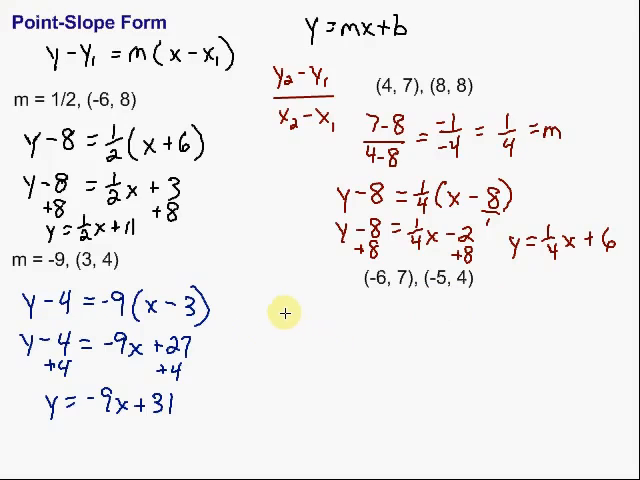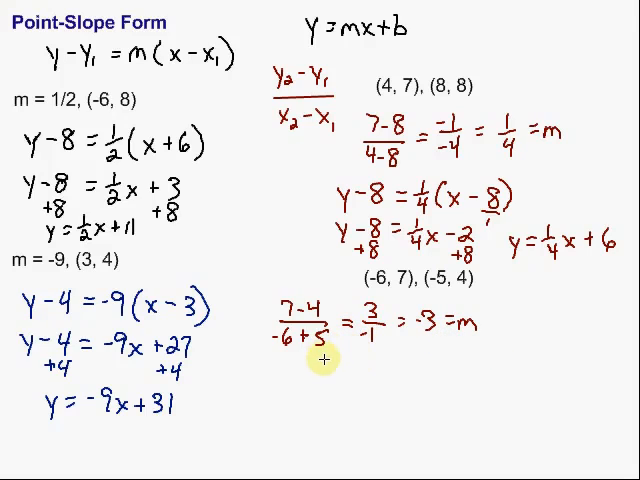Again, the first thing we need to do is find the slope. So to do that, I'm just going to subtract 7 minus 4 over negative 6 minus minus 5. Negative 6 minus minus 5 is plus 5. So 7 minus 4 is 3. Negative 6 plus 5 is negative 1. So my slope is going to be negative 3.